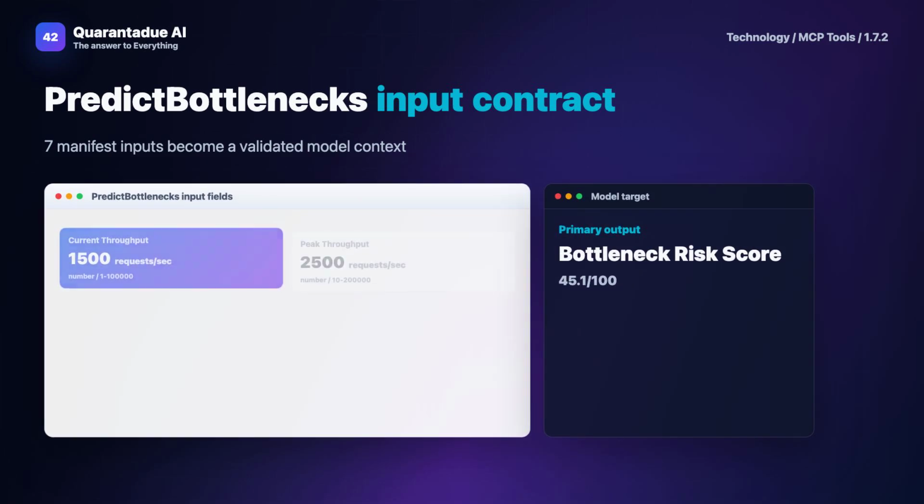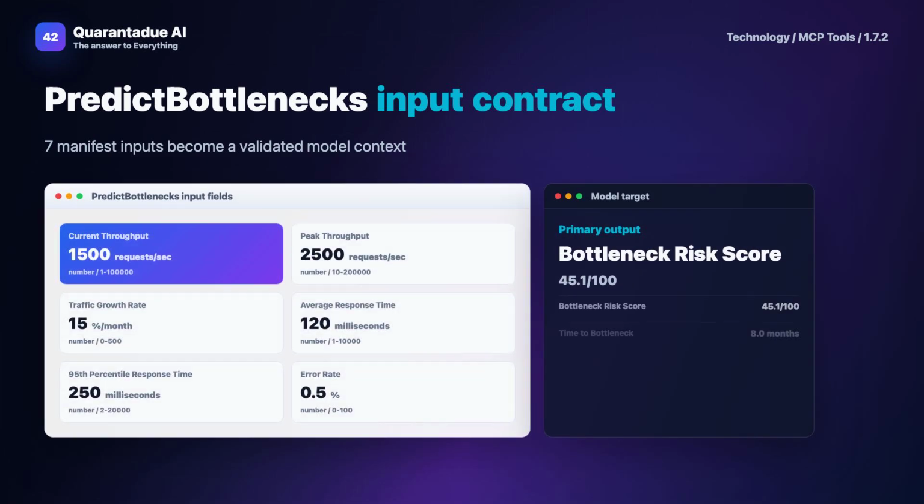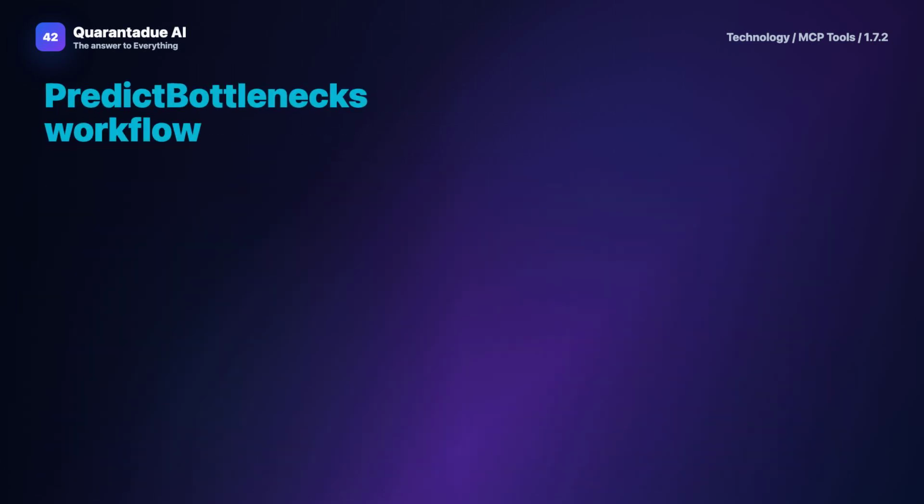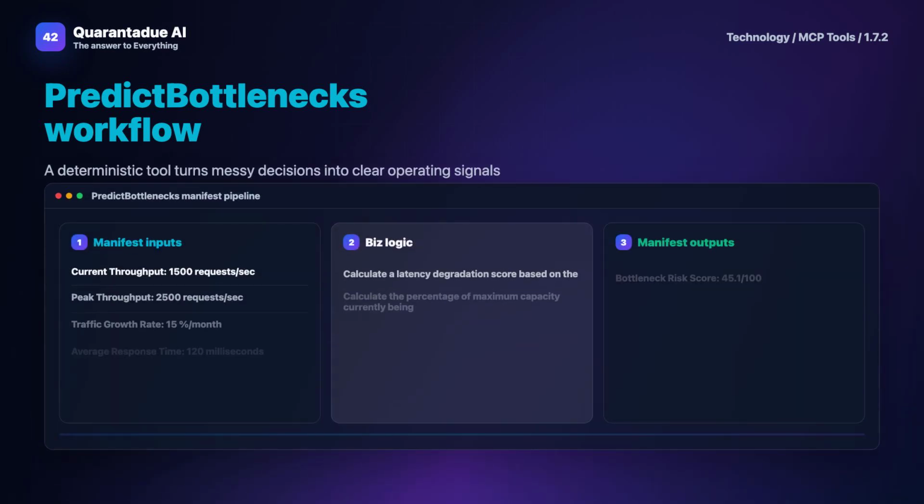The workflow then applies these steps. Calculate a latency degradation score based on the ratio of 95th percentile response time to average response time, normalized to a 0-100 scale where higher scores indicate worse latency distribution. Calculate the percentage of maximum capacity currently being used by dividing current throughput by peak throughput. Predict the number of months until the system reaches a bottleneck given current utilization, traffic growth rate, and available capacity headroom.